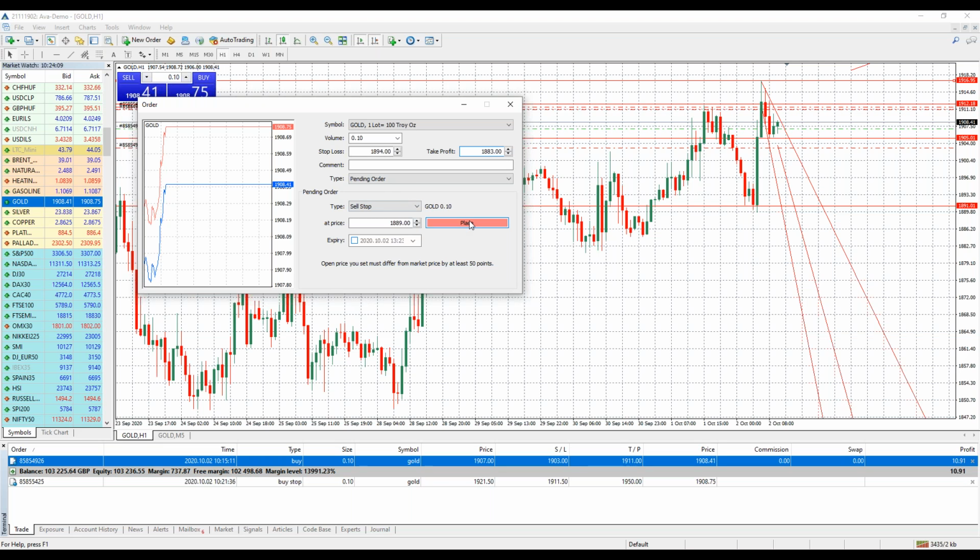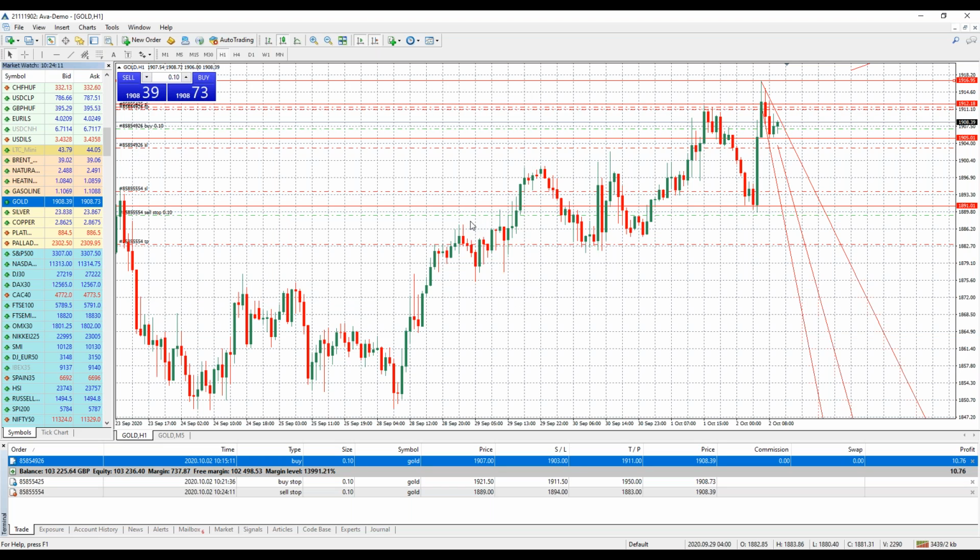Okay. Just as an example, so that's an idea as well. You could put your entry point below this support. If it breaks below this one, maybe you think it'll drop to the next level down here. You could put a sell stop up here getting in at 1904. Okay. It's just up to you how you'd want to work that.